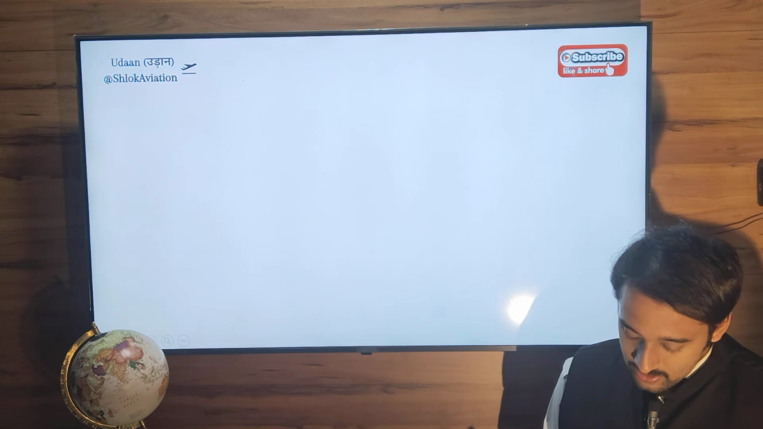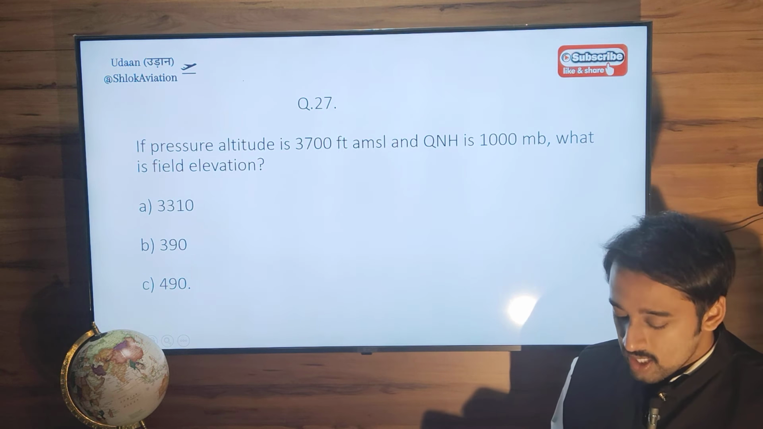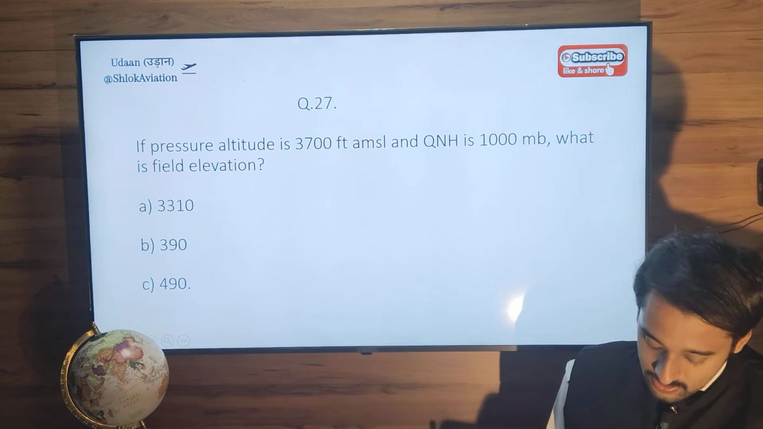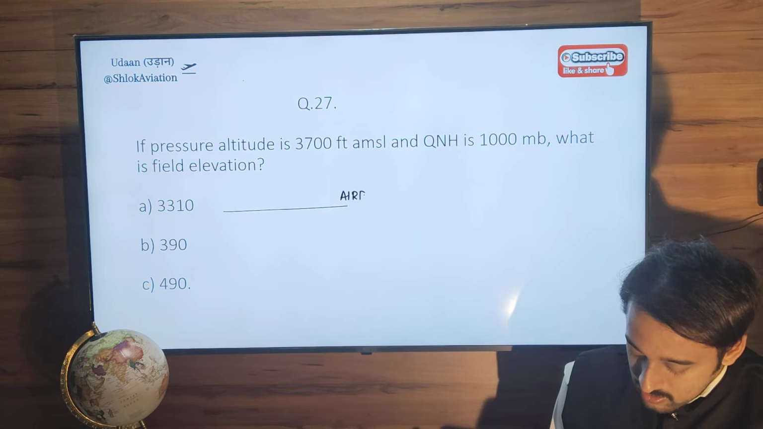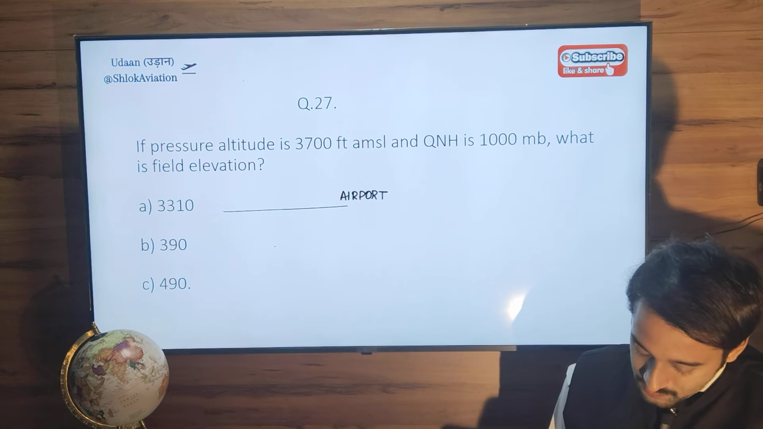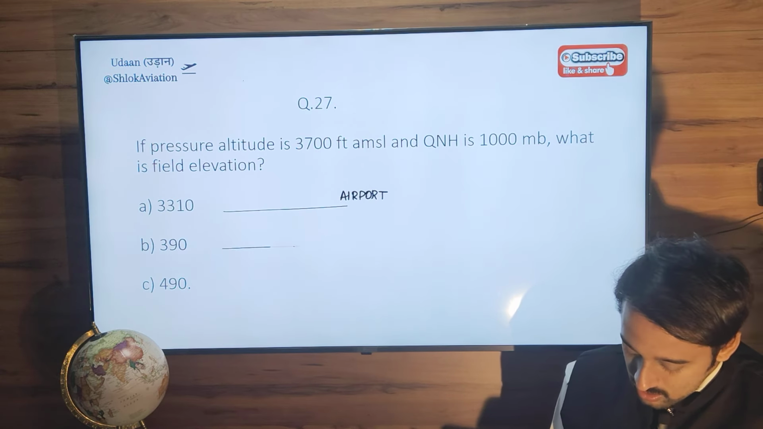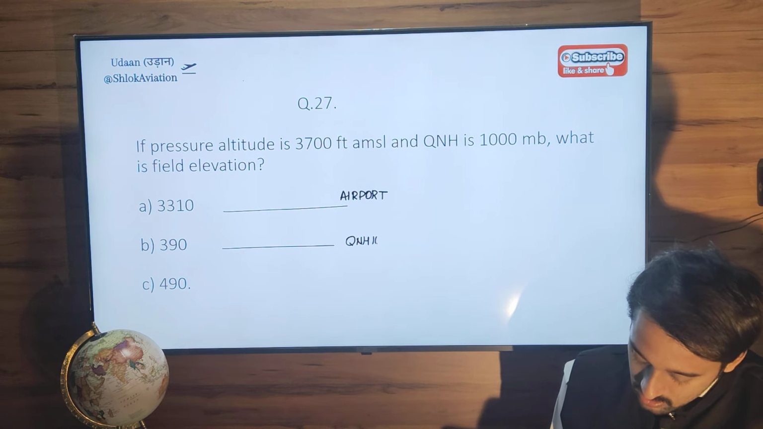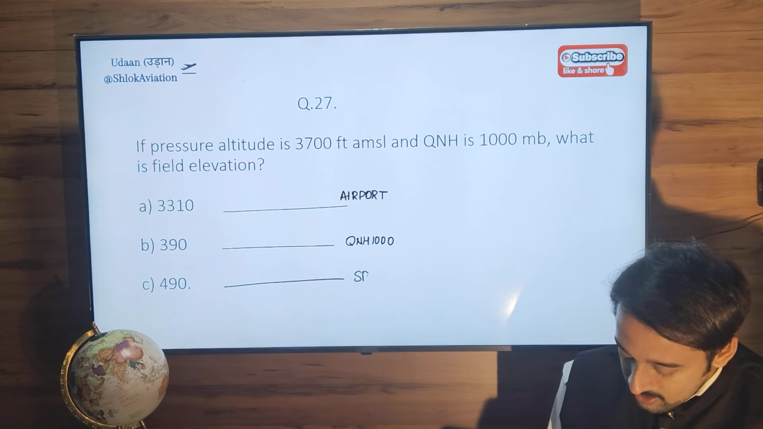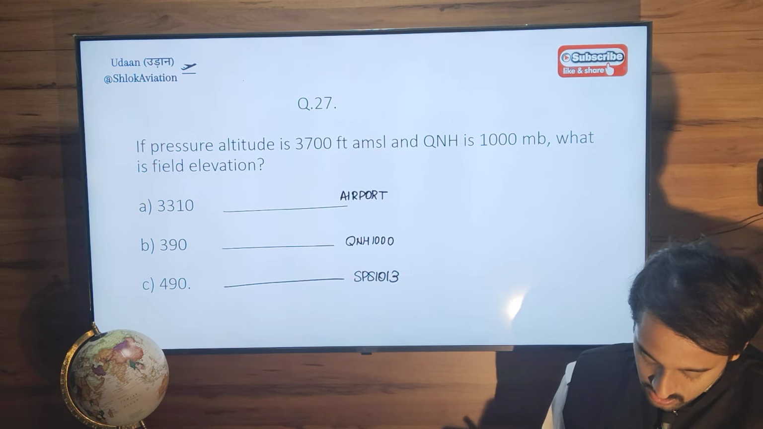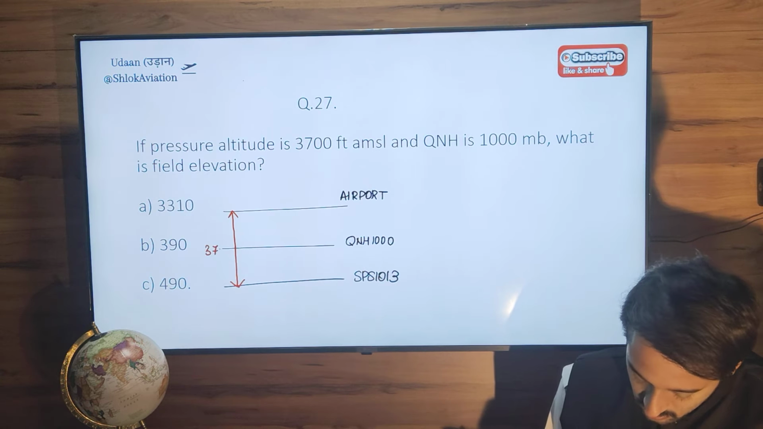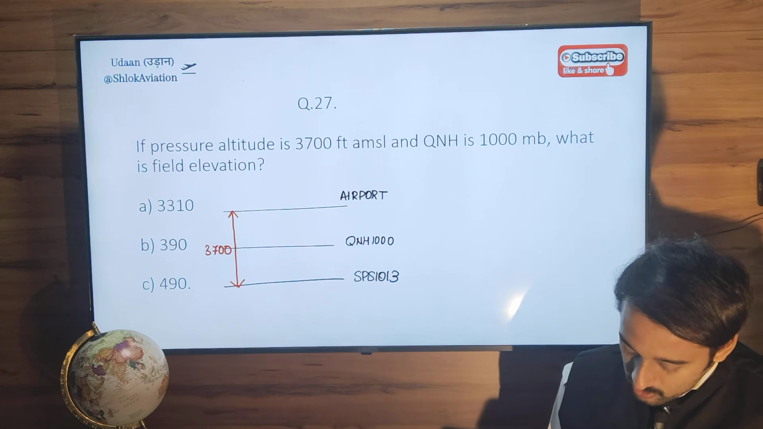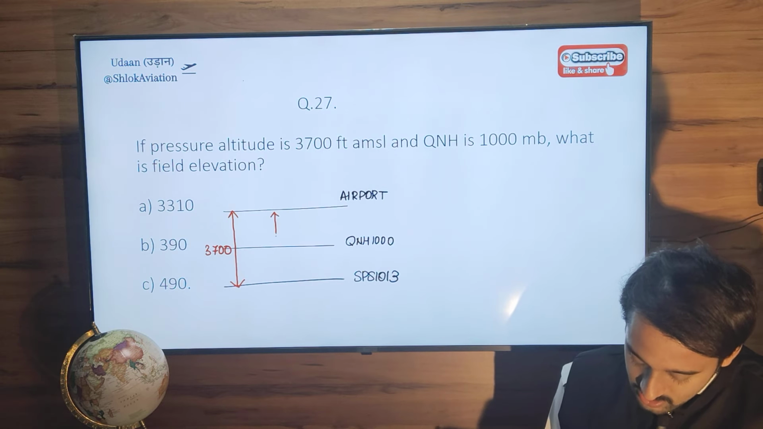Let's go to question 27. Pressure altitude is given, QNH is given, what is elevation? So let's draw the diagram again. Airport, QNH, standard pressure setting 1013. So pressure altitude is 3700. QNH is 1000. Now what is elevation?